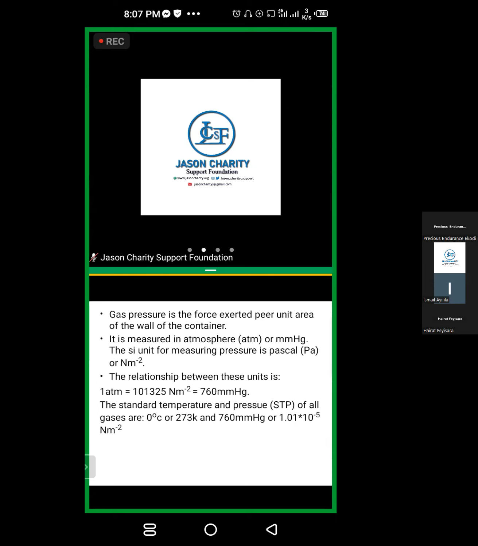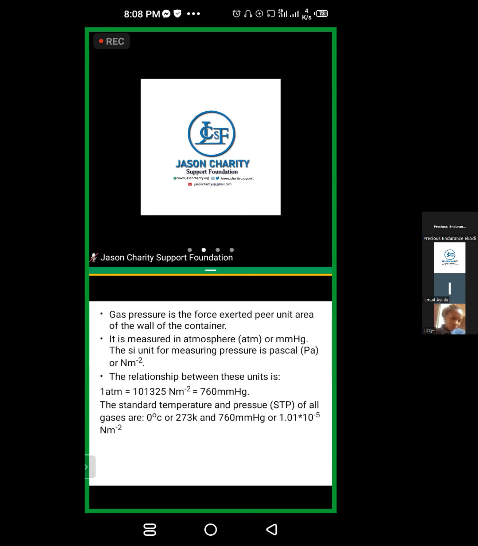That mmHg we are seeing there is millimeter mercury. And the SI unit, or the international standard unit for pressure, is Pascal or Newton per meter square. Now, the relationship between ATM, Newton per meter square, and millimeter mercury is that one ATM is 101,325 Newton per meter square, which is still equal to 760 millimeter mercury.